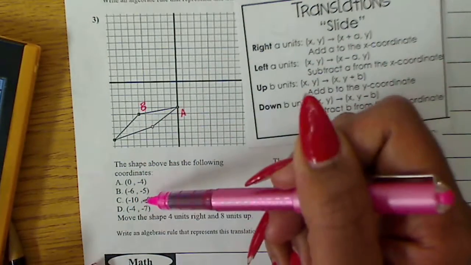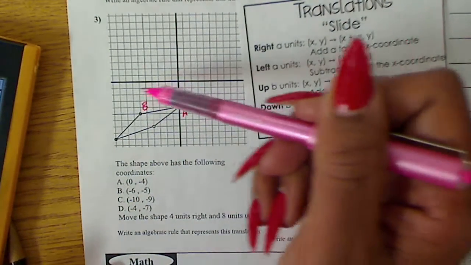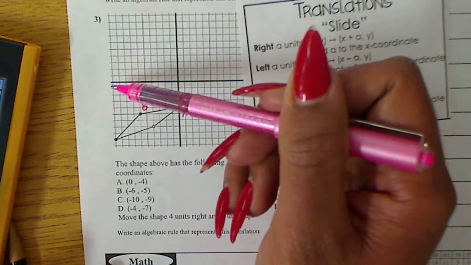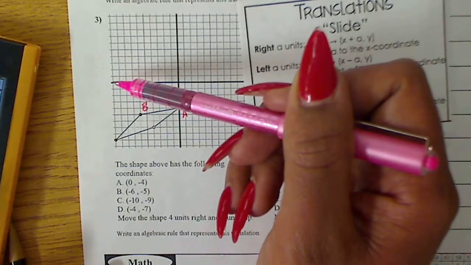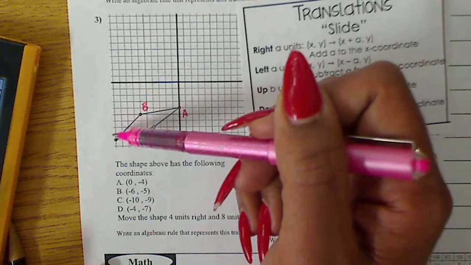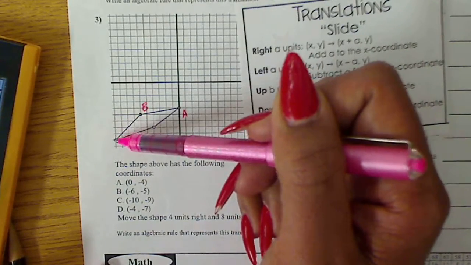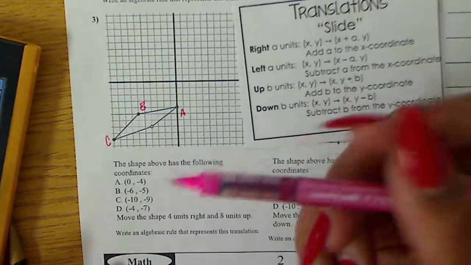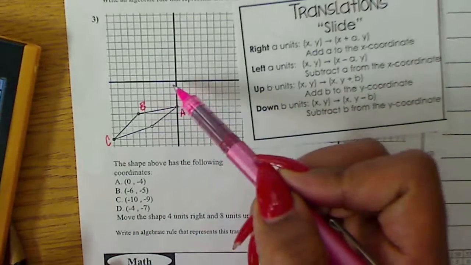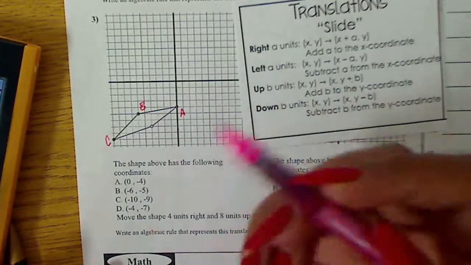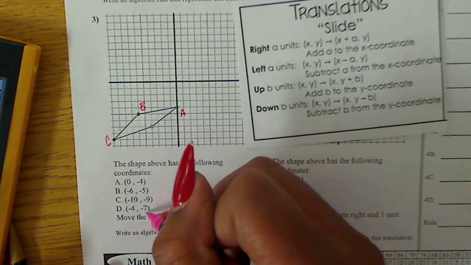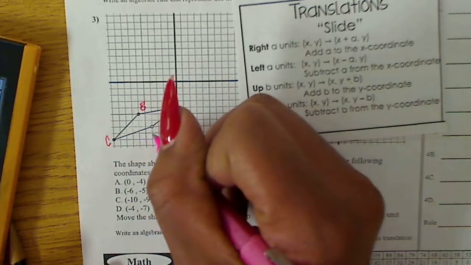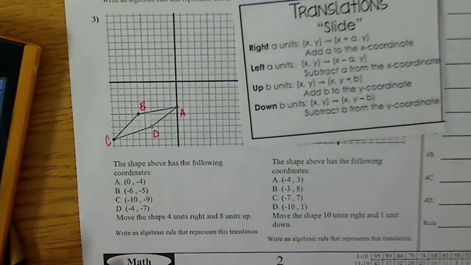Point C is -10. So that's all the way to the left because there's only 10 units on this graph. And then -9 is almost all the way down. This is point C. And then point D is left 4 and down 7, because Y goes down or up. So this is point D.